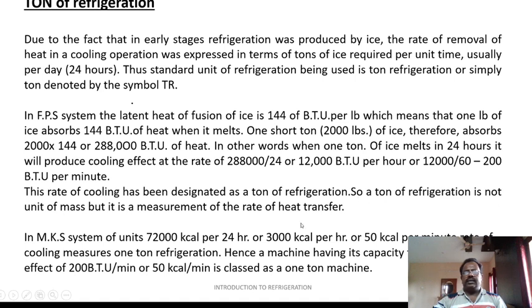So, a ton of refrigeration is not a unit of mass, but it is the measurement of the rate of heat transfer. In case of MKS system of units, 72,000 calories per 24 hours or 3000 calories per hour or 50 calories per minute rate of cooling measures 1 ton of refrigeration. Hence, a machine having the capacity to produce a cooling effect of 200 BTU per minute or 50 calories per minute is classed as a 1 ton machine.